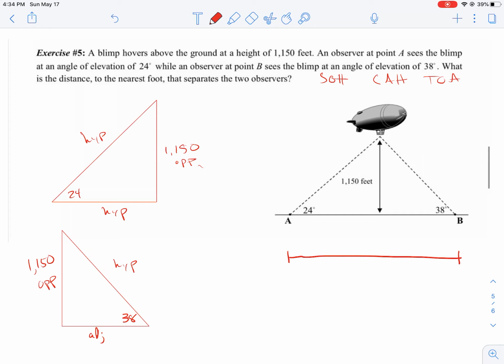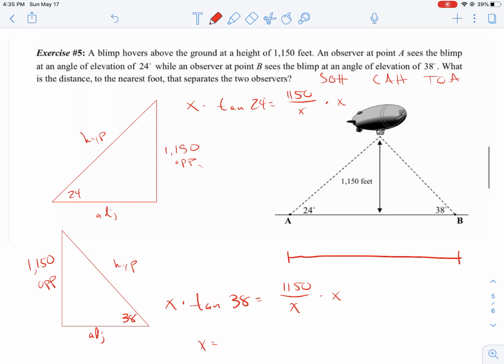We're looking at which one involves opposite and adjacent. Both methods are going to use tan. So tan 24 is going to be 1150 over x, and down here tan 38 is equal to 1150 divided by x. In both cases, we multiply both sides by x, and then divide by the tan value there.